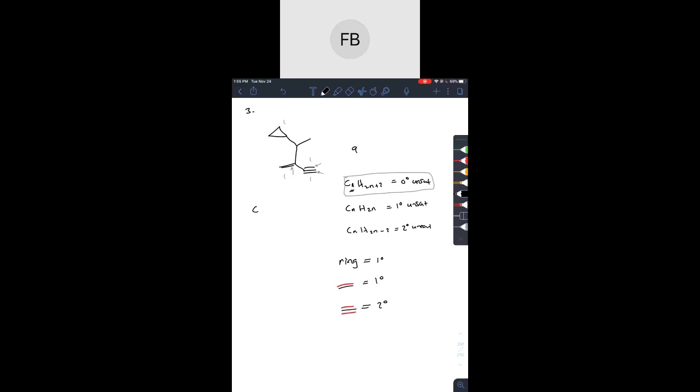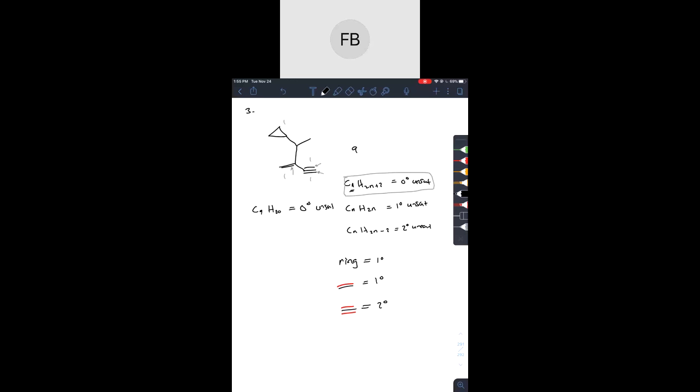So with no degrees of unsaturation, how many hydrogens do we need? 2n plus 2, so 2 times 9 plus 2, which is 20, right? So without any degrees of unsaturation, so 0 degrees of unsaturation, it's going to be H20. But here we have 4 degrees of unsaturation.